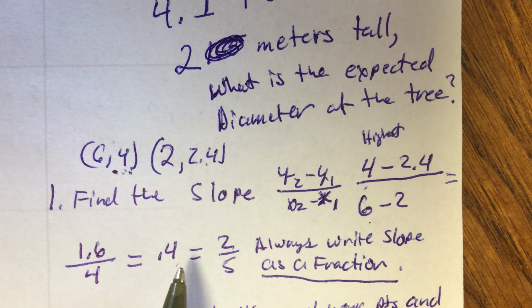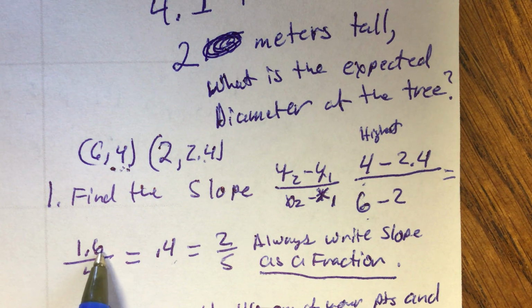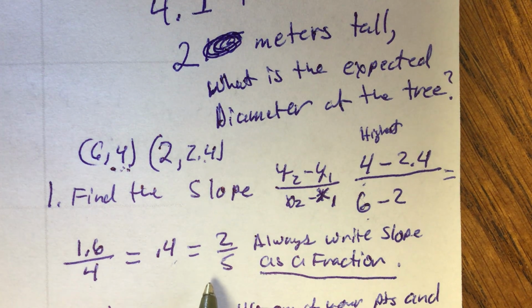Now I could really use 0.4 as a slope, but I like to always use the slope as a fraction. On your calculator, after you do 1.6 divided by 4, it'll give you 0.4. Use your F to D key, which is your second ABC key, and that will change it to 2 over 5. Make it a fraction. So 2/5 is the equivalent fraction to 0.4. This is the slope we're using.